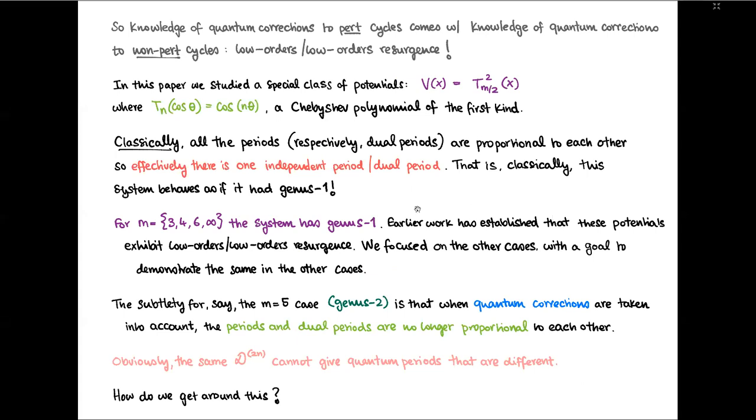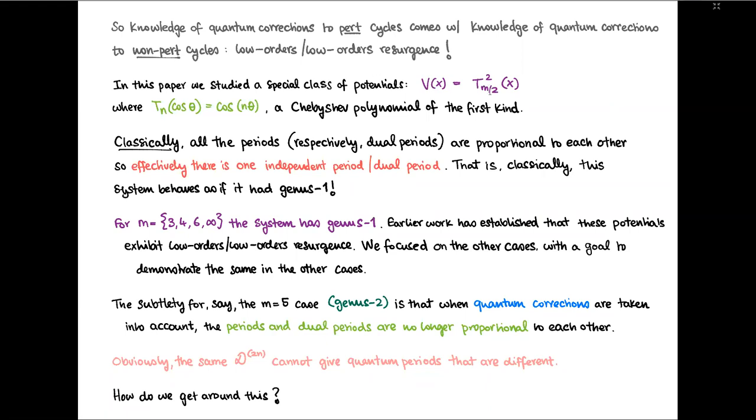So let's carry on. What we know now is that knowledge of quantum corrections to perturbative cycles comes with knowledge of quantum corrections to non-perturbative cycles. This is the statement of low orders resurgence. So now let's get to what we're doing in this paper. In this paper, what we do is we study a very special class of potentials. Here the potentials are labeled by an integer m. Okay, this integer m is greater than or equal to 3.